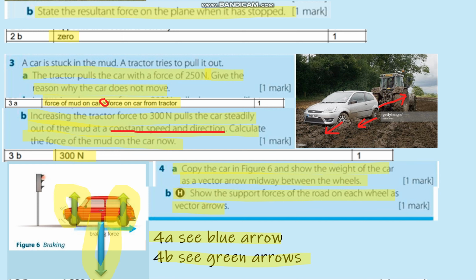And I haven't measured this, but if I'd done it accurately, then these two arrows together would add up to the same size as the arrow pointing downwards, the weight, because the forces must be balanced. The car isn't sinking into the road, and it's not springing up in the air. Therefore the forces upwards and downwards must be balanced on it.